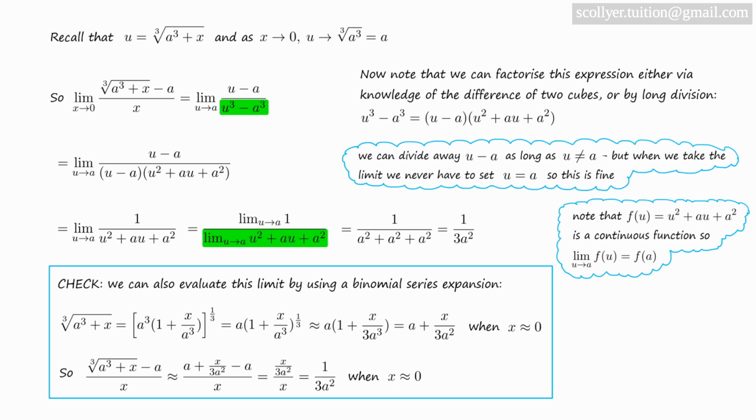And so using that expression for the value of the cube root of a cubed plus x when x is close to 0, we quickly see that the cube root of a cubed plus x minus a all over x is indeed close to 1 over 3a squared when x is close to 0. And that confirms the result for the limit that we found earlier.